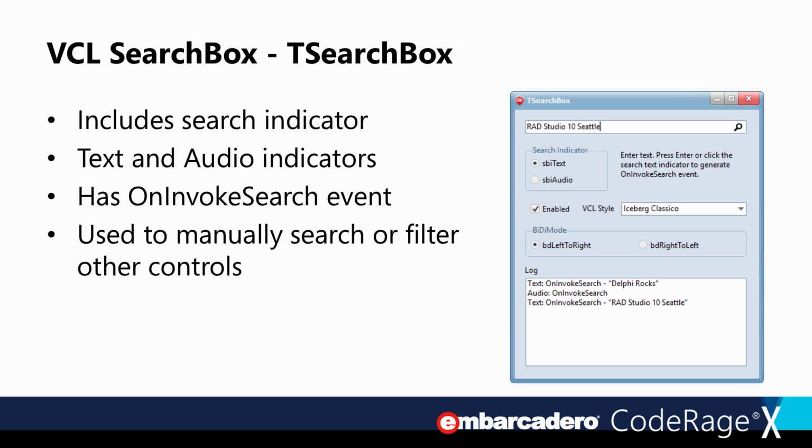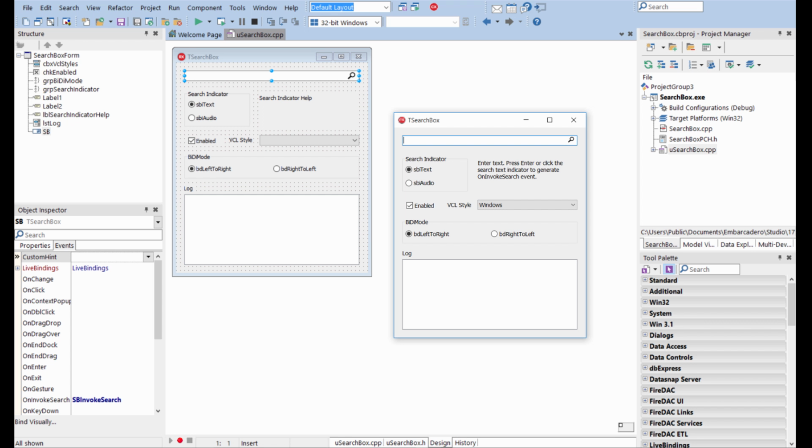The new TSearchBox includes both an audio and text indicator. When the user enters what they're searching for, the OnInvokeSearch event occurs, and at that point you can filter or search other controls for the user. This is the TSearchBox sample that we ship. It has two different indicator modes, audio and text.